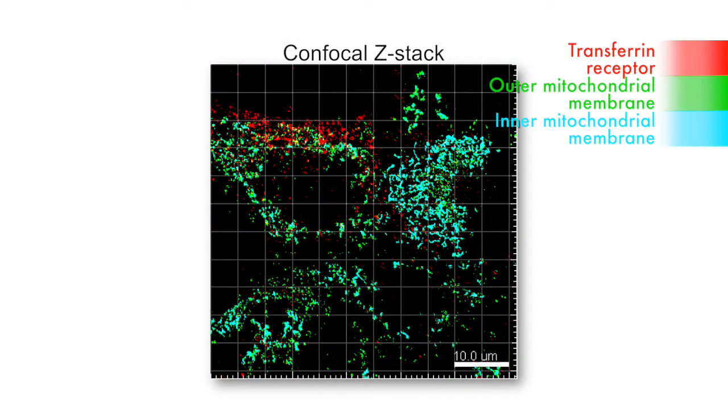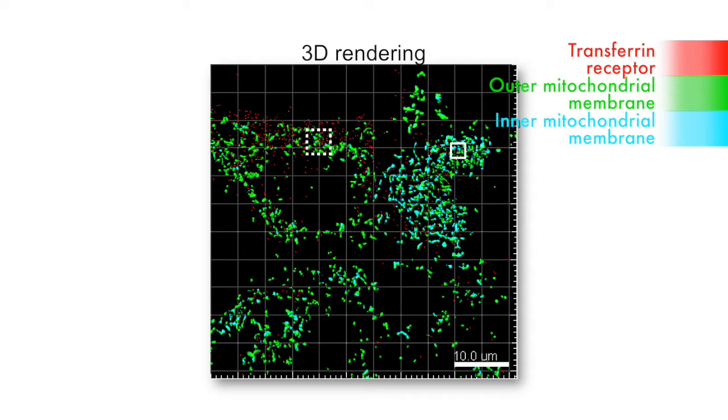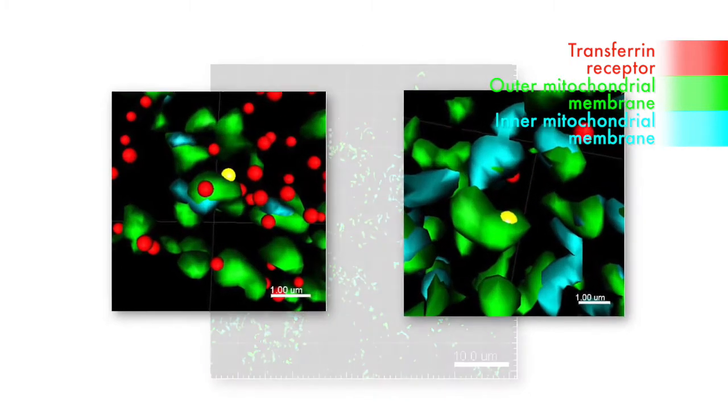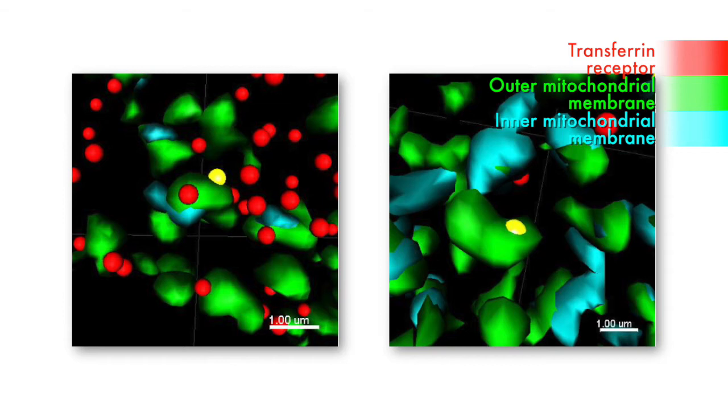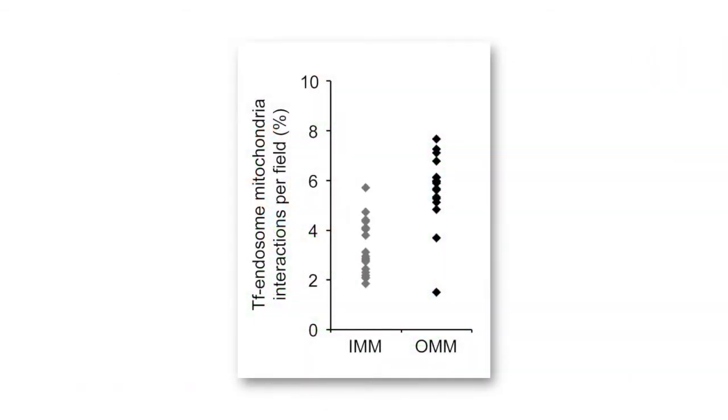We didn't want to just go in and identify interactions manually, so we wanted to come up with an unbiased approach, and we took advantage of this algorithm called distance transformation to establish a distance map for mitochondria, and then we could place the endosomes onto that distance map and quantitate the ability of that endosome to be close enough to the mitochondria to interact. Using this approach, the researchers found that in individual Z-stacks of fixed cells, 5 to 8% of transferrin-containing endosomes were in contact with mitochondria. But do these contacts mediate iron transfer?